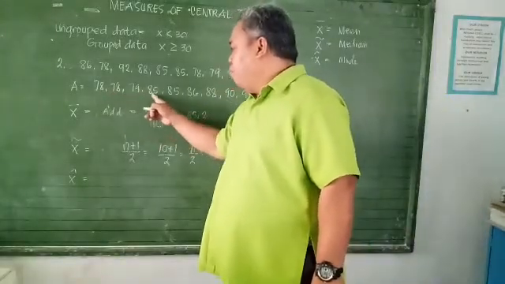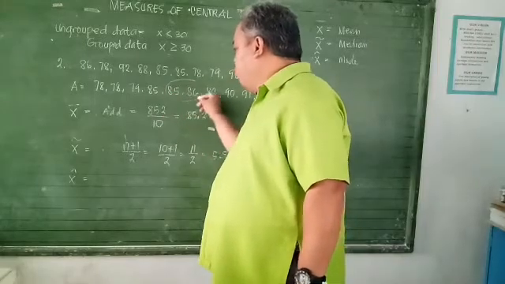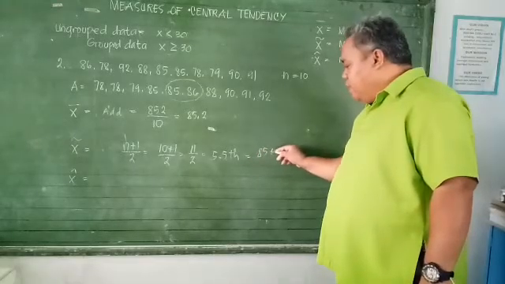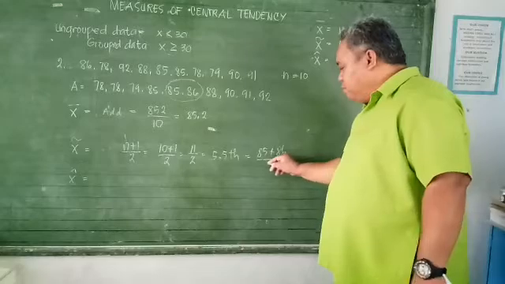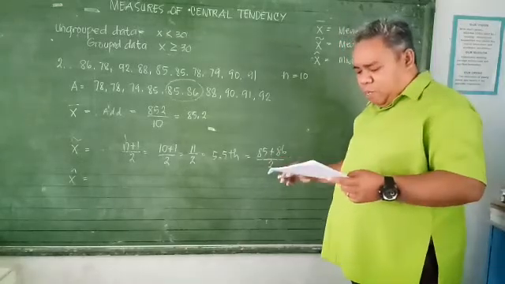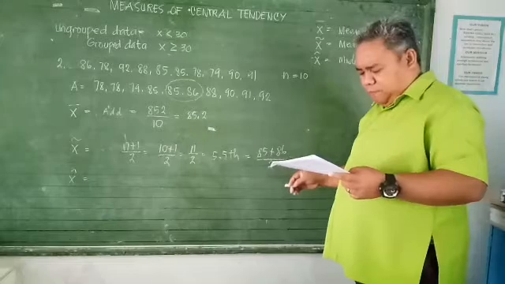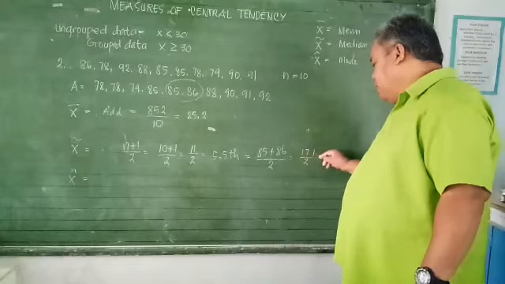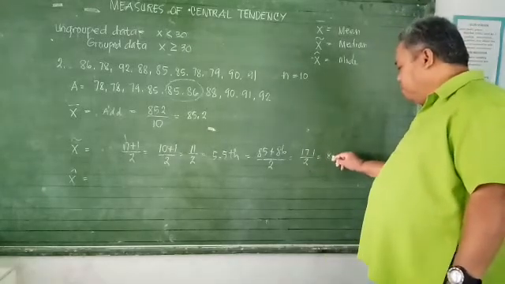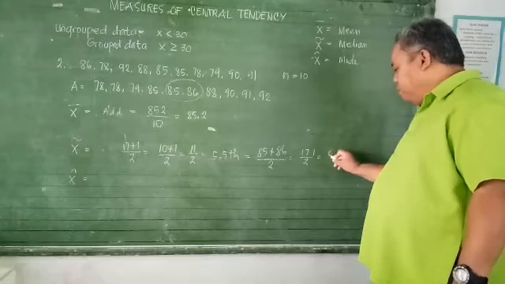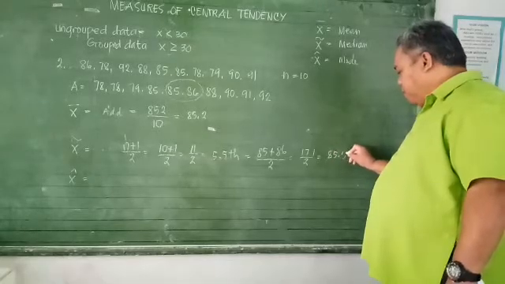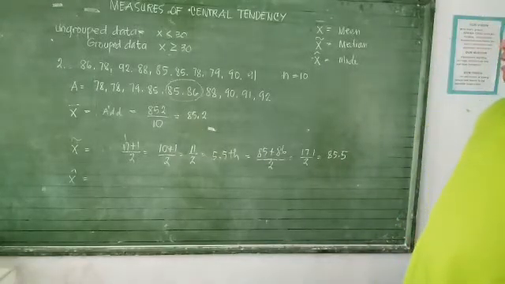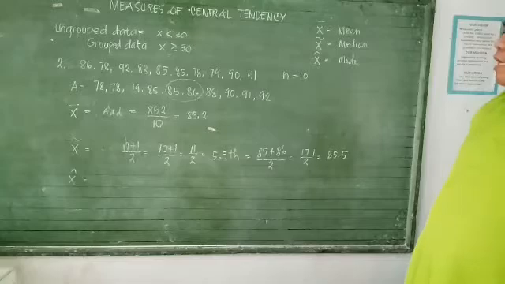So that's 1, 2, 3, 4, 5, 6. So itong dalawang ito, it means that you're going to add those 2. That's 85 plus 86, and then divide by 2. So it will give you 171. Tama ba? So this is 171 divided by 2, and it will give you 85.5. So your median is 85.5.